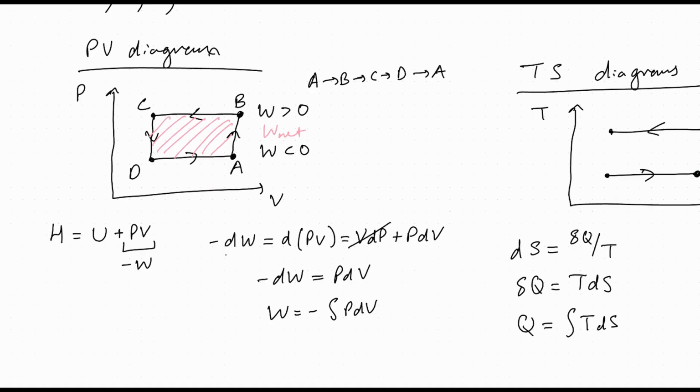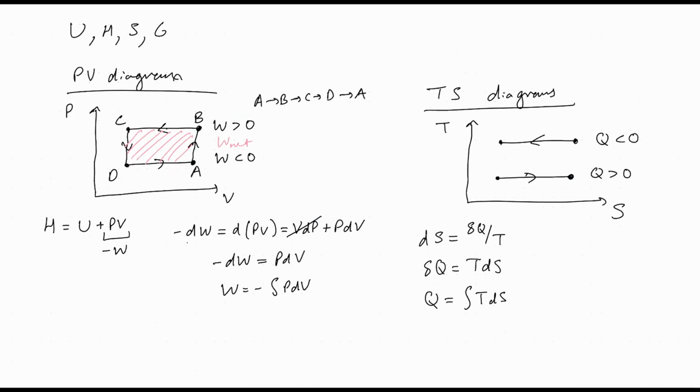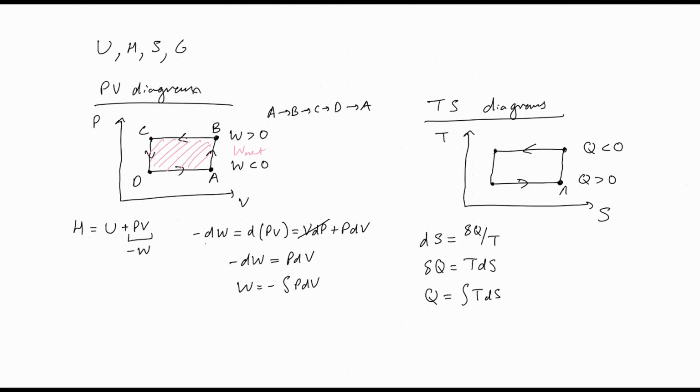So really the work net is the difference between this contraction and this expansion, the difference between that work there. And that's why the area here is work net. Similarly, if I were to do a similar completion of a cycle for the TS diagram, and I were to look at the area in here, this is Q net. So this is the net heat. So PV diagrams tell you about the net work for a cycle, and the TS diagram gives you the net heat, Q.